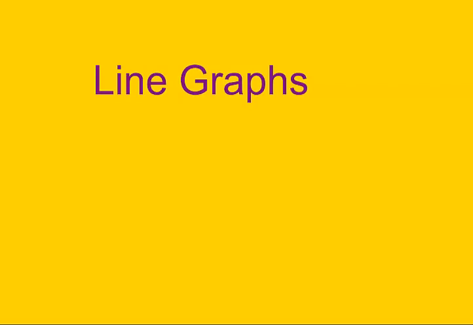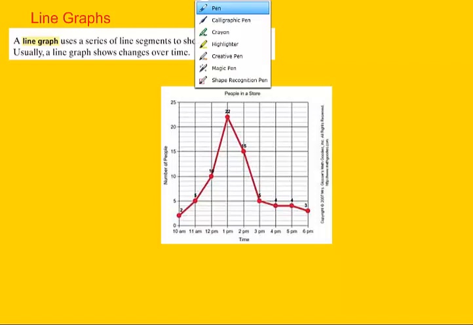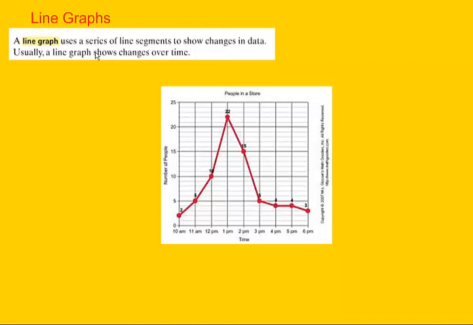Our lesson today is on line graphs. A line graph uses a series of line segments to show changes in data. Usually a line graph shows changes over time. This graph represents the number of people in a store. You want to make sure you write down that a line graph shows changes over time, just to remember that.